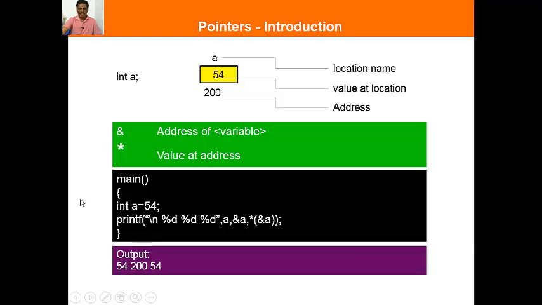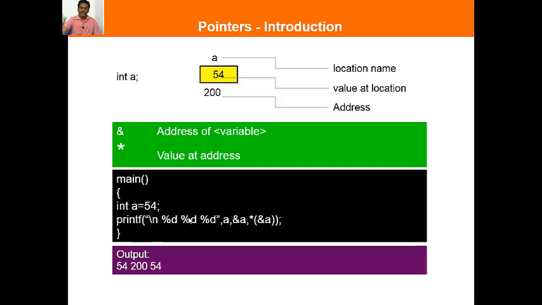At the time of accessing only, star represents the value at address. At the time of declaration, star is a pointer variable. Star refers to a pointer variable. Here it is the value at address, because it is accessing.